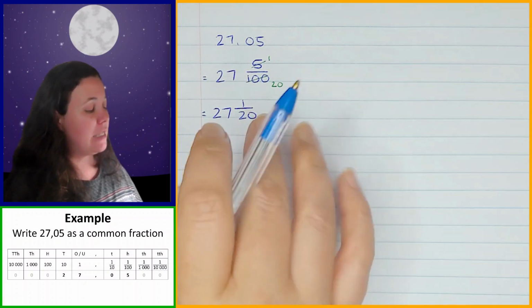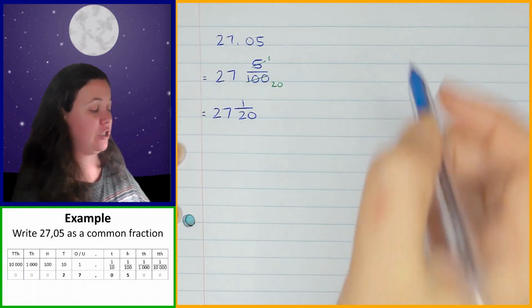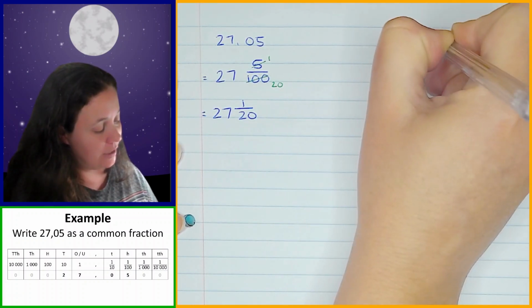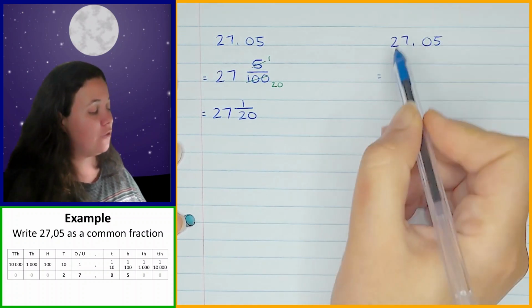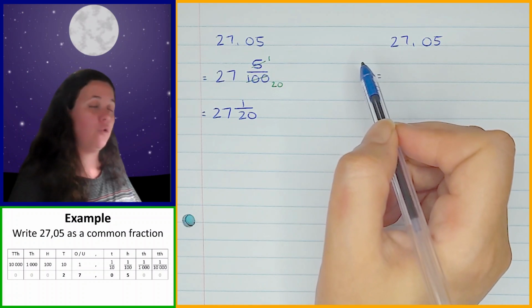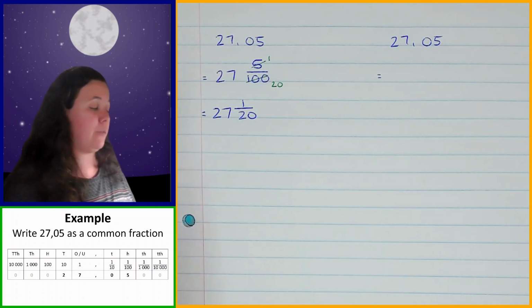Okay. The next thing I can do is to work with it as an improper fraction. So this is the other option. So I've got 27.05. Okay, so instead of taking the 27 and writing it as a big whole number before my fraction, I'm going to incorporate the whole thing as an improper fraction.